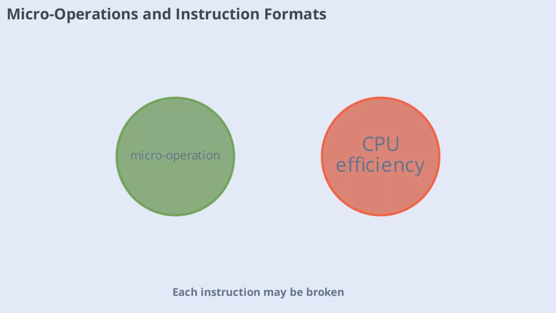Each instruction may be broken down into smaller steps called micro-operations. The instruction format determines how easily these micro-operations can be extracted and executed. Clear, consistent formats help streamline this process, improving overall CPU efficiency.